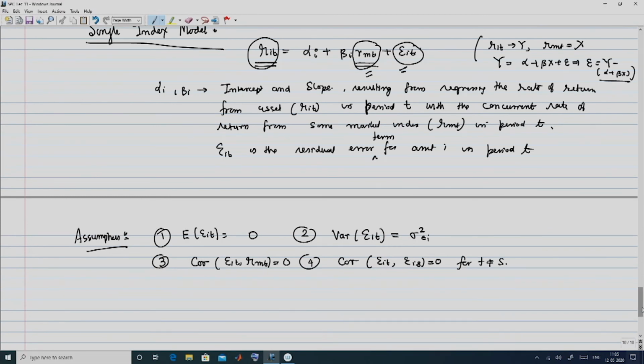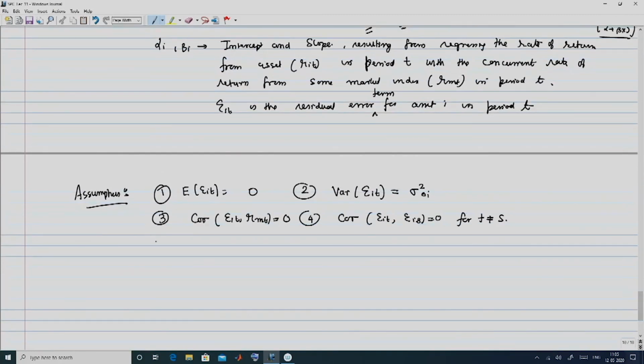The next thing is that the covariance of epsilon it and epsilon is is equal to 0 for t not equal to s. That means they are serially uncorrelated, that means they are sort of time independent. And the last property that we can state is that the covariance of epsilon it and epsilon jt, that means the residual errors of different assets, is 0, that is, they are uncorrelated.